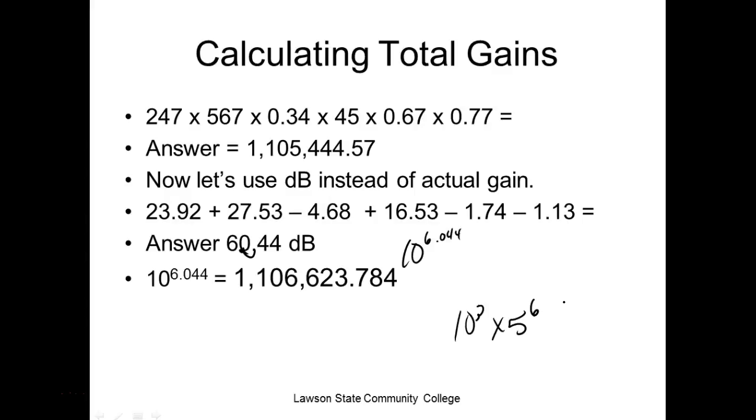Y'all understand that? So I could round these to 1 decimal point. So I would say, okay, up here I'd use 24 dB, then I would use 28 dB, then I would use a minus 5 dB, then this would be 17 dB, this right here would be 2 dB, this right here would be 1 dB, and I could add those up. Now, of course, the more I round, the less accurate my answer is going to be, but it's still going to be accurate enough, right?